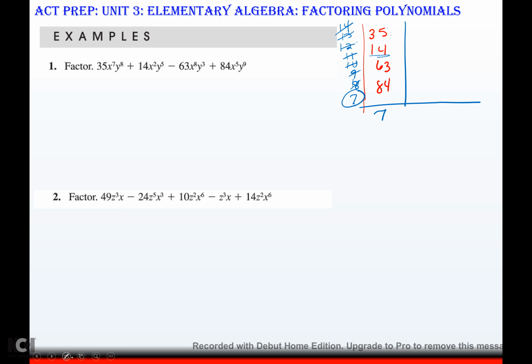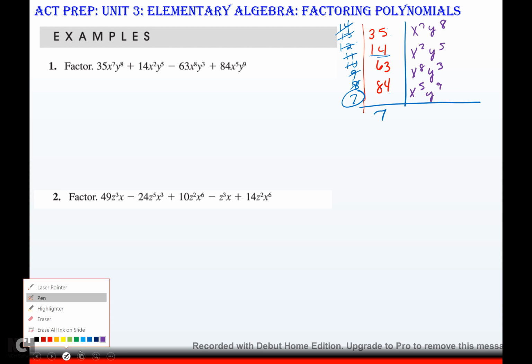Okay, next you're going to look at the variables. So my variables, I have x to the 7th, y to the 8th, x to the 2nd, y to the 5th, x to the 8th, y to the 3rd, and x to the 5th, y to the 9th. And again, people, it says find the greatest common factor. So people think that they're looking for something big, but we're not. What they have in common, like one has 7 x's, another only has 2 x's. So they don't have 7 in common, they would only have 2 in common. So you're actually looking for the smallest exponent.